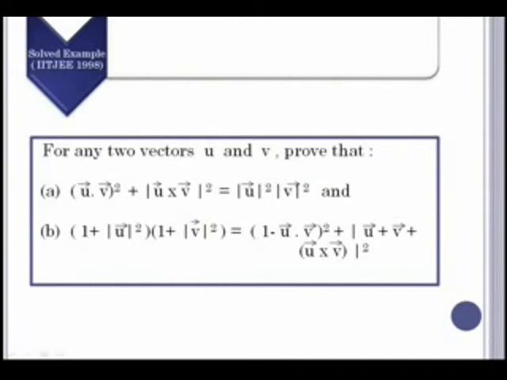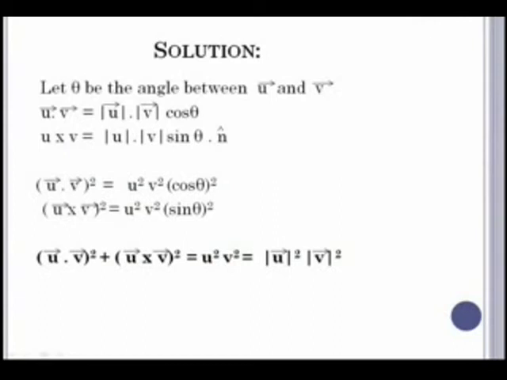And for part B, we have to prove that (1 plus the square of modulus of u) into (1 plus the square of modulus of v) is equal to (1 minus u dot v) whole square plus modulus of (u plus v plus u cross v) whole square. So in this problem we have been given two vectors and we have to prove these two results. So let's try to solve the first part.